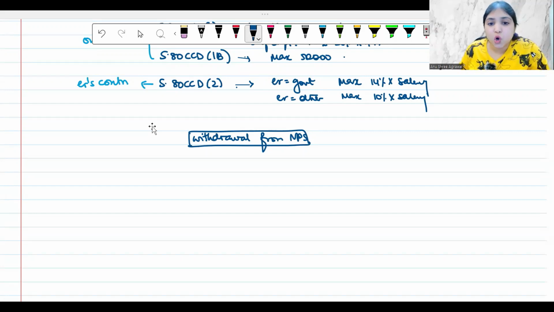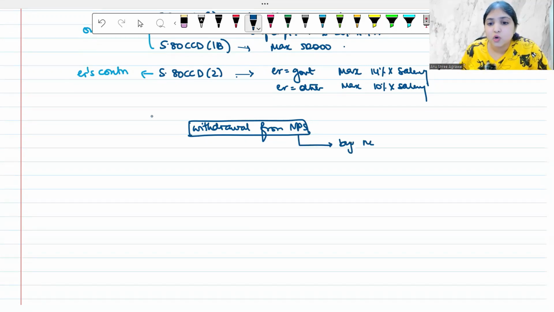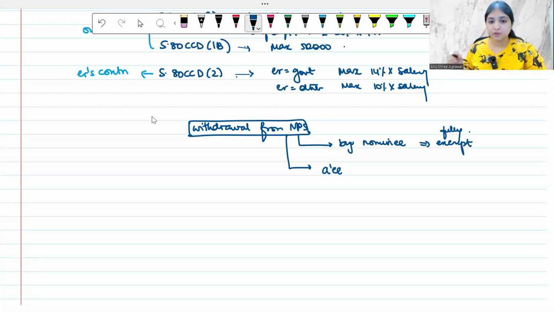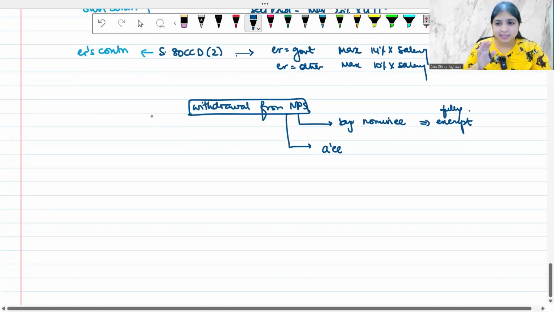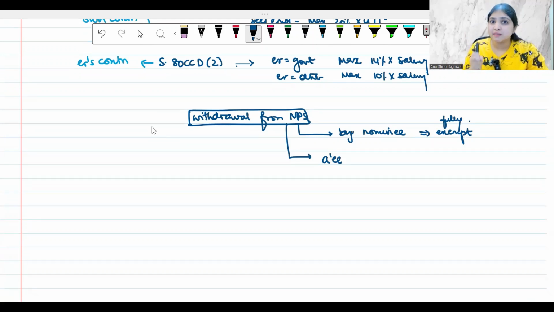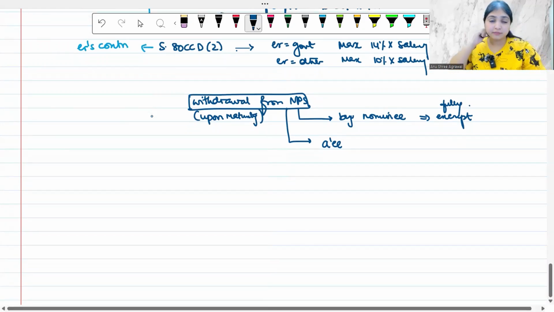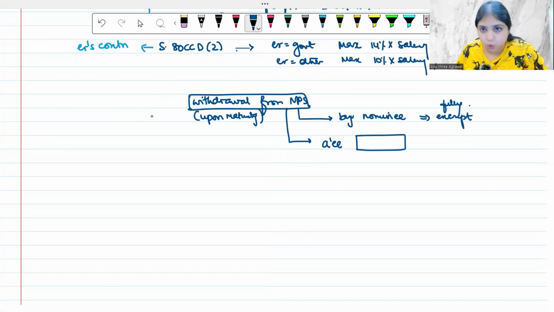If the withdrawal from NPS is by the nominee of the assessee, after the assessee dies, if the assessee's nominee is withdrawing money from NPS, then it's going to be fully exempt for the nominee. But if the assessee himself is withdrawing money from the NPS, then it is slightly different. If the assessee himself is withdrawing money from NPS upon maturity, that is upon his retirement, then we will see what is the amount that he has withdrawn.